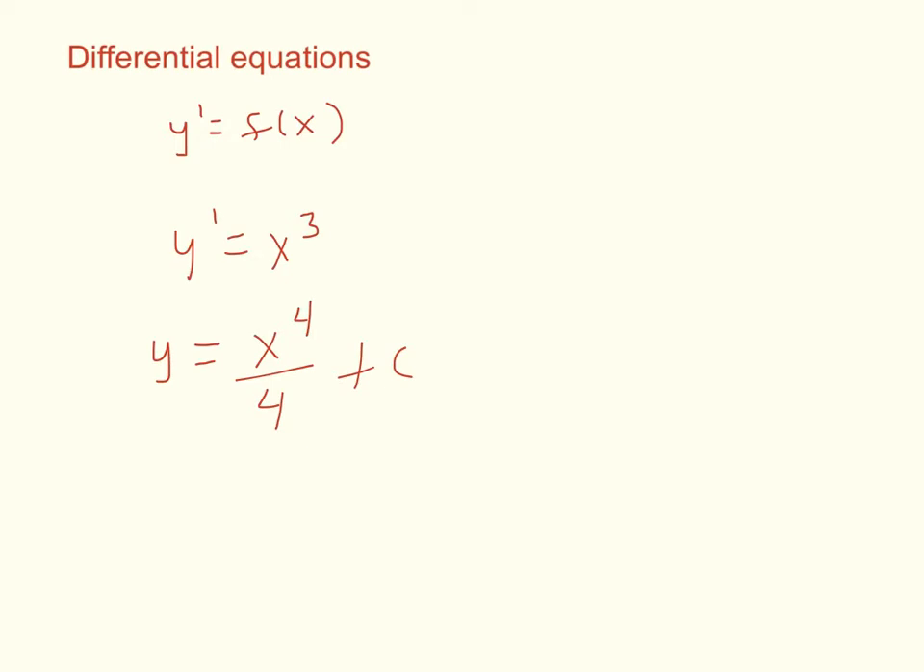Now, this solution is actually a family of solutions because depending on what the C is, we could have an infinite number of solutions for this. Generally, we don't want the general solutions. With an initial condition, we use initial value problems. So we find an actual solution, not just general solutions.